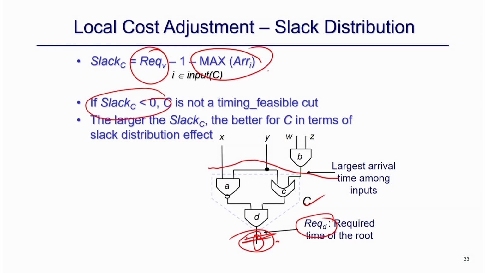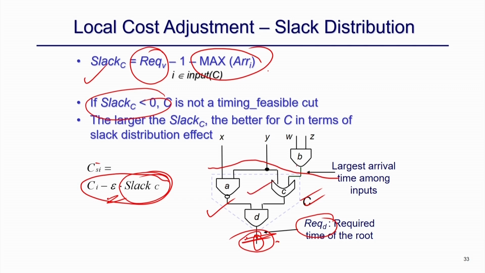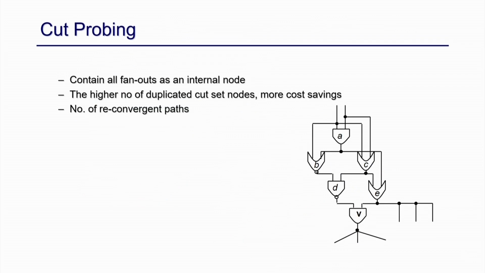But if this value is positive, that means it is actually a good cart, because I have some additional time here which I can utilize to have a different selection, so that I can reduce the area. So I am going to further reduce the cost of that particular cart by a constant factor if it has a positive slack. This is the local aspect. If the timing of this particular cart is positive, I have some extra time to select something else, so I am going to increase the chance of it getting selected by reducing its cost further. This is what is called slack distribution using local cost during local cart adjustment.